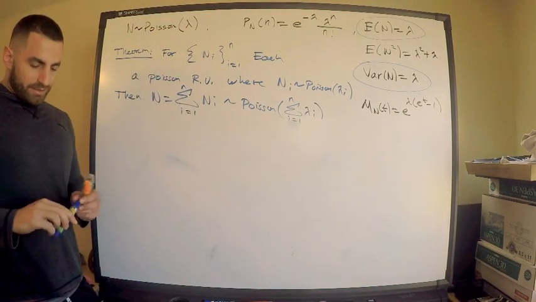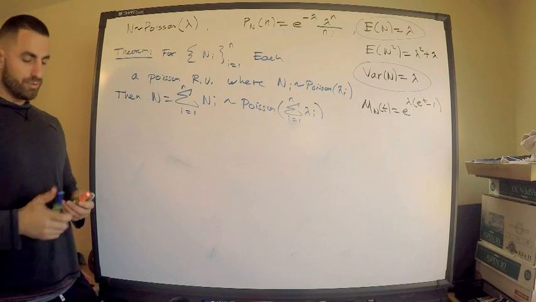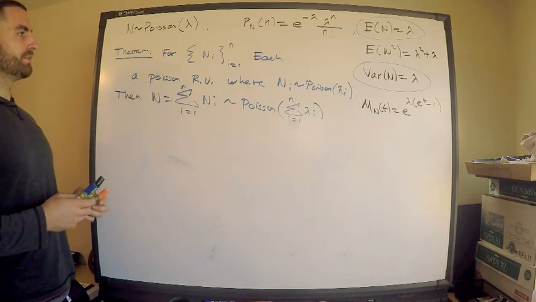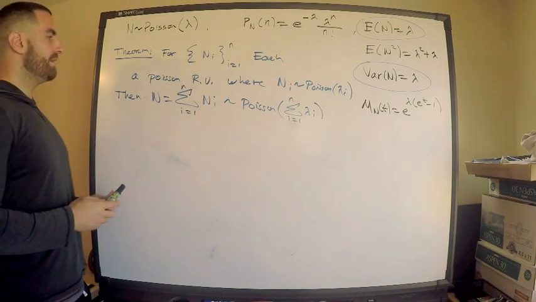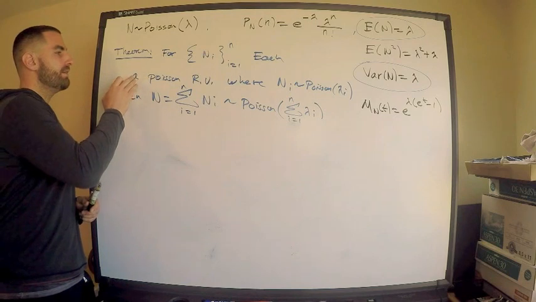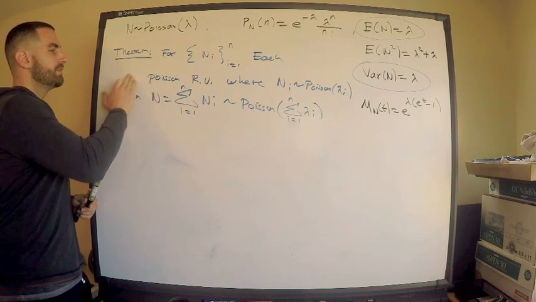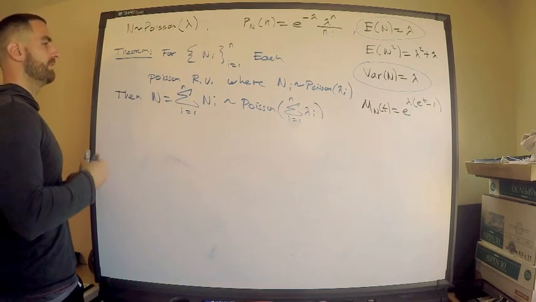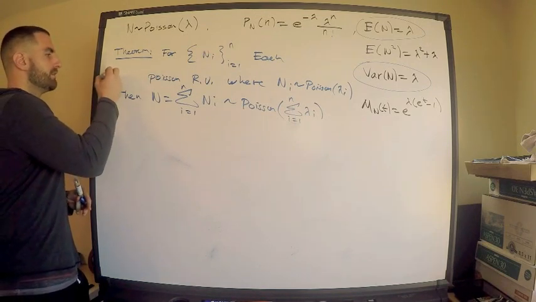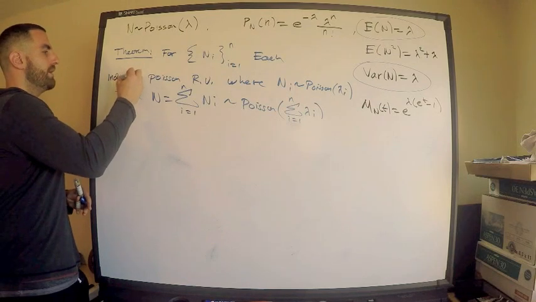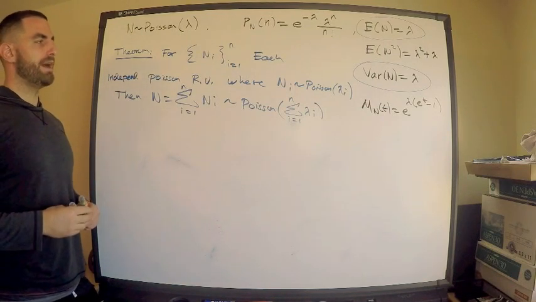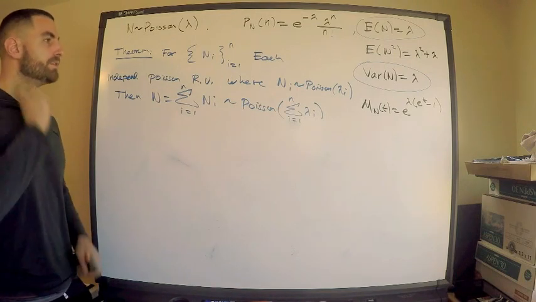And I left out a crucial piece of information, and that is these N_i's must be independent. Okay, independent. In the Poisson random variables, we definitely need independent. Independent Poisson random variables, right? We absolutely need that. If we don't, it's not true.